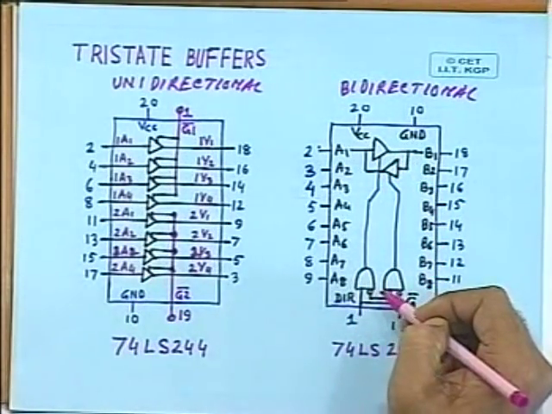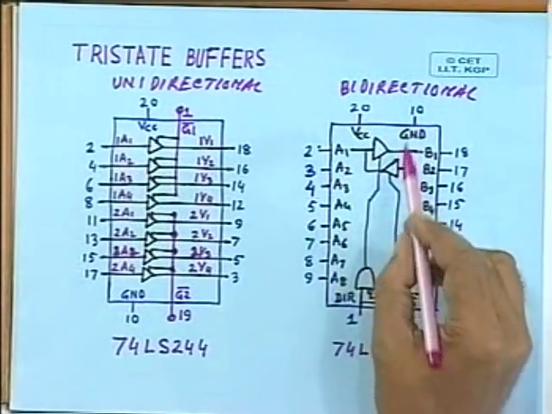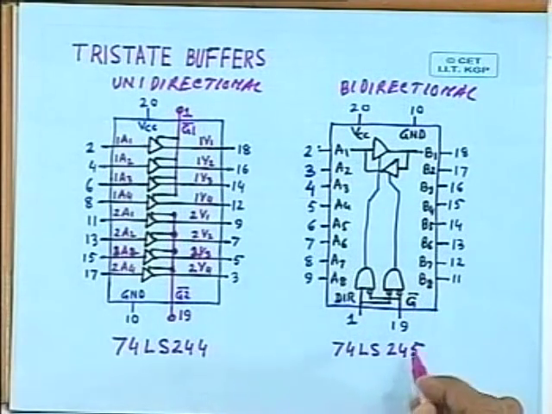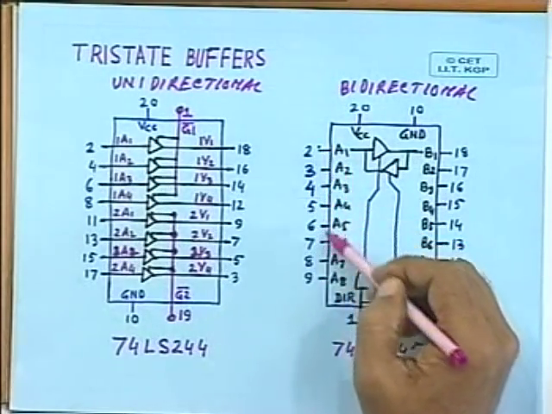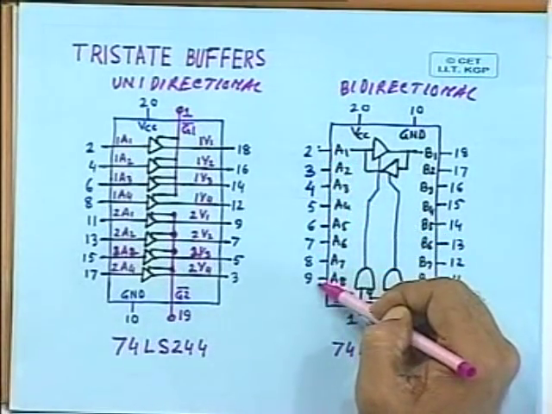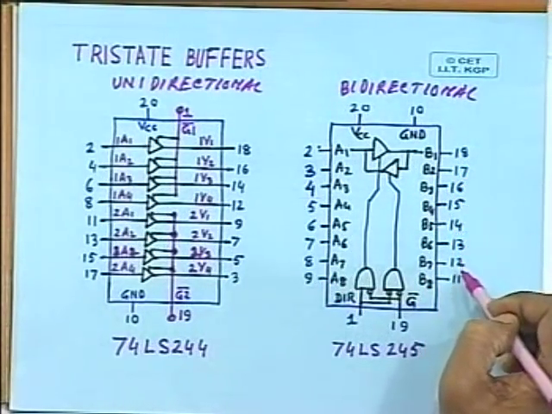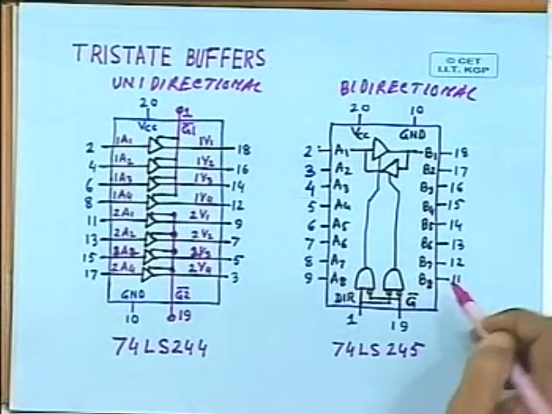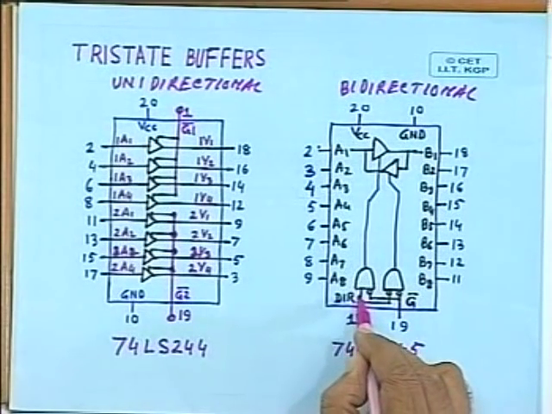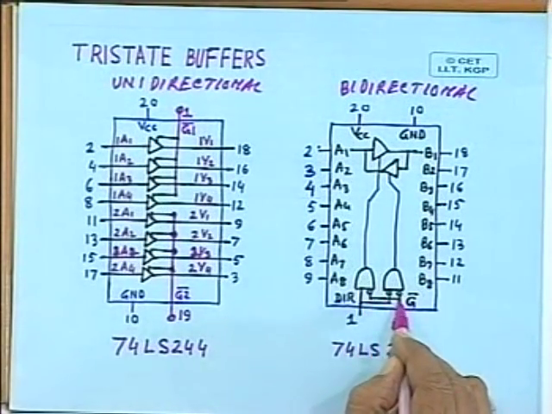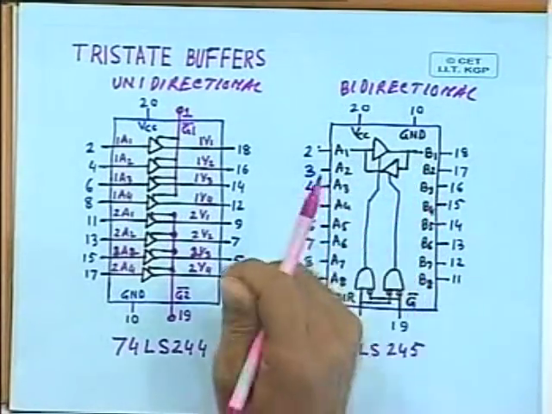Here, on the other hand, these are bidirectional bus drivers, and again a 20 pin chip has been used, 74LS245, where pins are available in this way: 2, 3, 4, 5, 6, 7, 8, 9. These lines can be connected to one side, and on the other hand 18, 17, 16, 15, 14, 13, 12 and 11 can go to the other side. With the help of these 2 pins, you can control the direction, as well as whether the output will be tri-stated or not. You may be asking, why is tri-stating required?